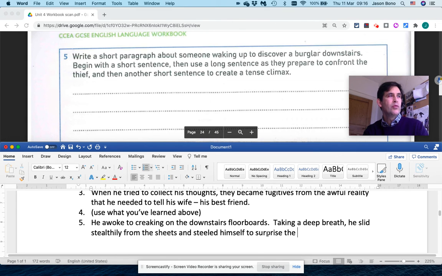What do we call somebody who breaks into a house, with an S? The invader below. Now I need one short sentence to create a tense climax here.